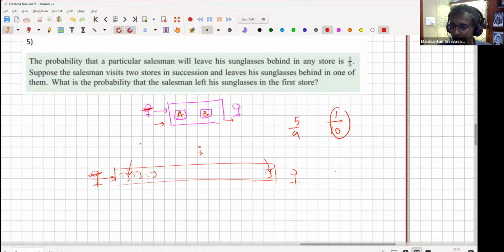So intuitively, for 2 reasons, Yuvam, again, this is not just Yuvam, right? When you have an answer, very likely it'll be wrong. All of us make mistakes. I make mistakes also, but intuitively it should make sense roughly, right? It cannot be such a small number like 1 by 10, because that means the probability that he left in store 2 is 9 over 10.